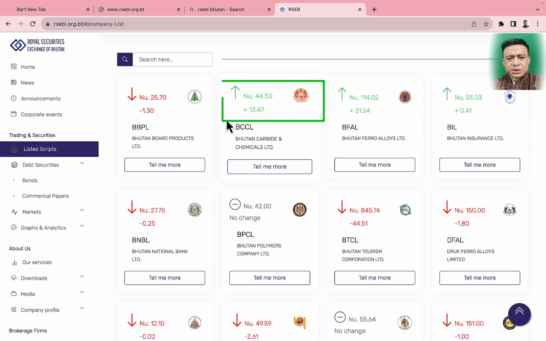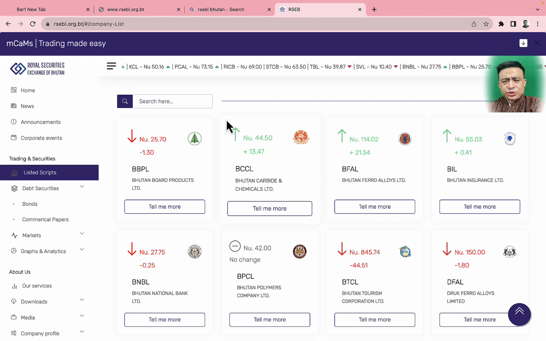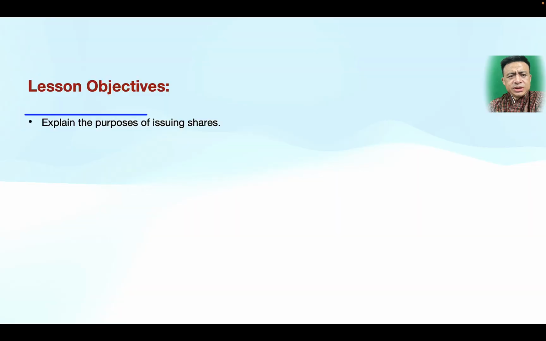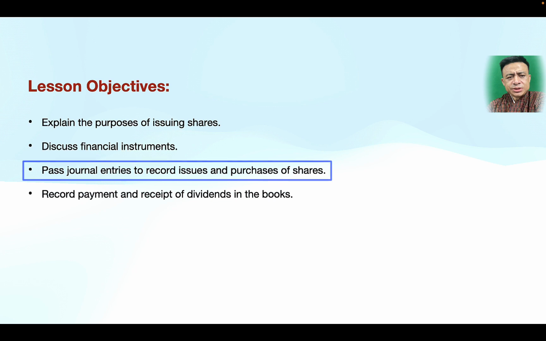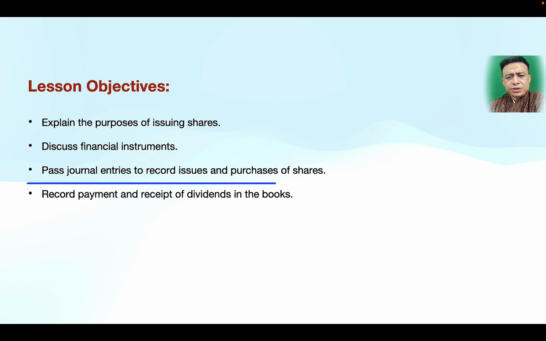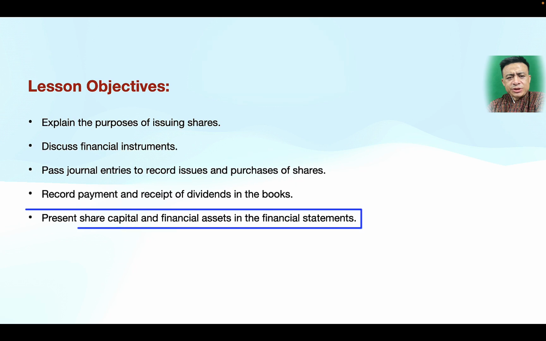This is the live example from the stock exchange where companies have issued shares and traded them in the stock exchange. In this lesson, let's explain the purpose of issuing shares, discuss financial instruments, pass journal entries to record issues as well as purchases of shares, record payment and receipt of dividends in the books of the companies, and finally let's present share capital and financial assets in the financial statements of the company.